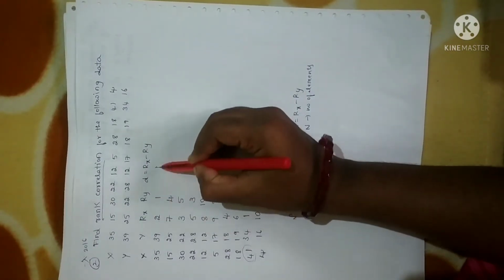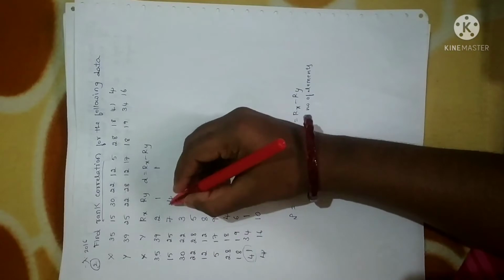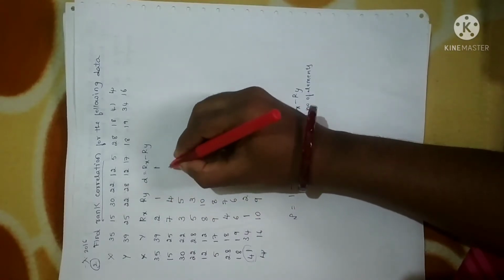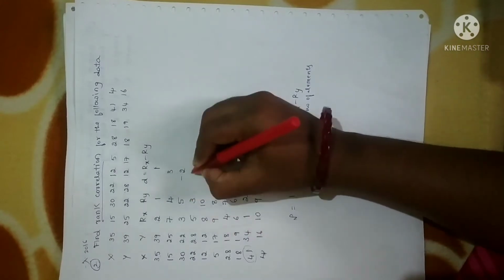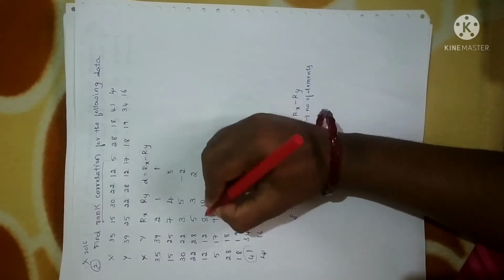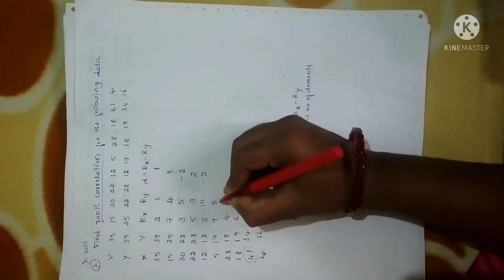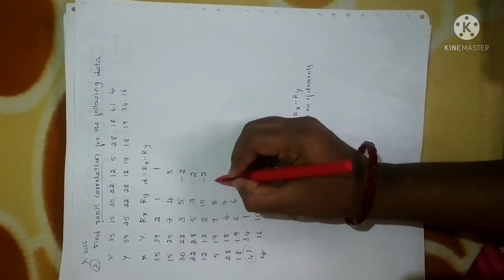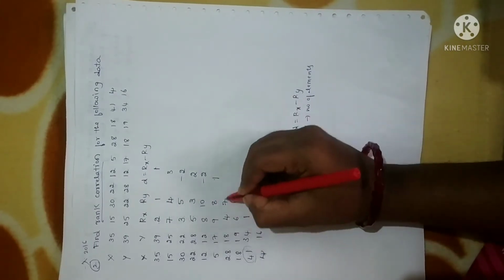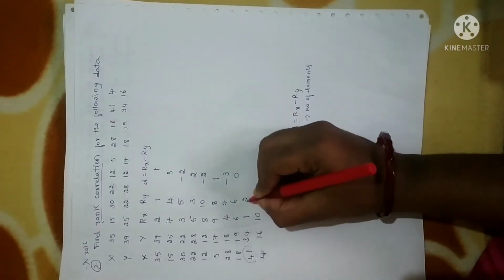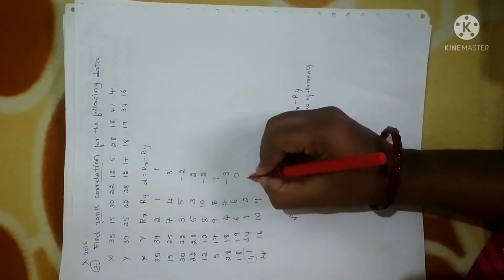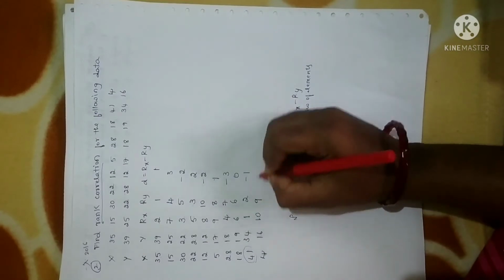2 minus 1, 1. 7 minus 4 is clearly 3. Next, 3 minus 5, minus 2. 5 minus 3 is plus 2. Next, 8 minus 10 is minus 2. Next, Rx is 9. 9 minus 8 is 1. 4 minus 7, minus 3. 6 minus 6, 0. Next, 1 minus 2. Rx is 1. Yeah, 1 minus 2 is minus 1. 10 minus 9 is 1.